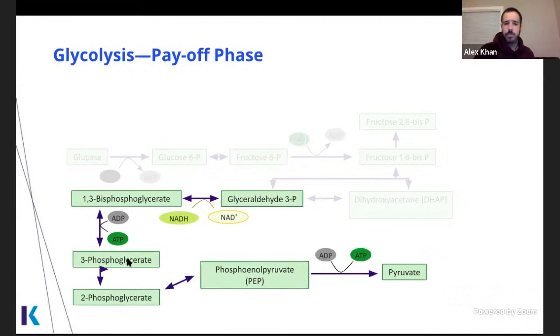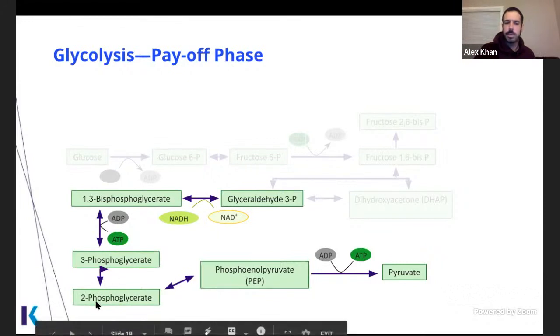All right, we're going to fast forward a little bit. Not too much interesting going on. We've got a mutase that's going to turn it into 2-phosphoglycerate. Then we're going to take an enolase and create phosphoenolpyruvate.